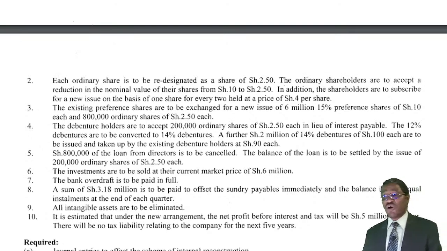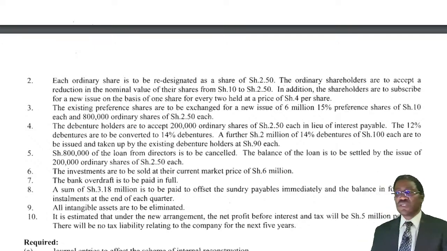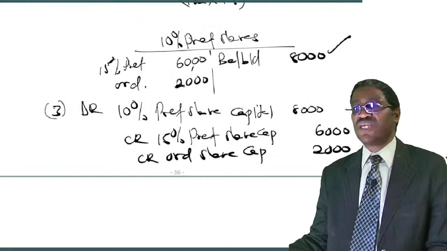So let's write up. According to the balance sheet, we owe the debenture holders 720. Somebody give me the amount we are giving them. We are told the debenture holders are to accept 200,000 ordinary shares of 2.5 in lieu of interest. So let me give you the double entry.